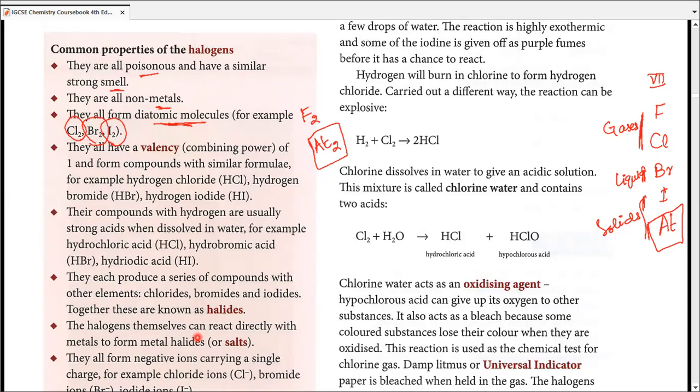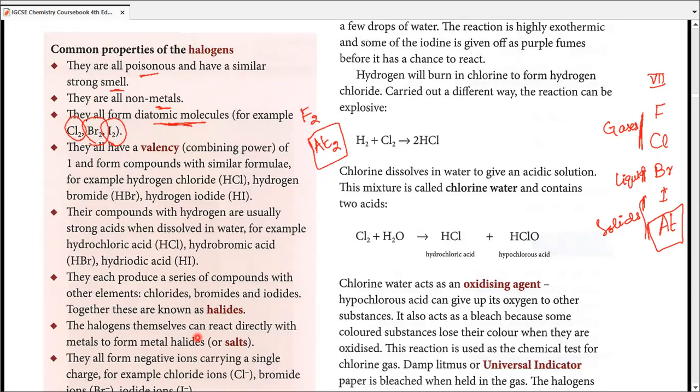So fluorine is converted into hydrogen fluoride, chlorine into hydrogen chloride, bromine into hydrogen bromide, iodine into hydrogen iodide, so astatine into what? Hydrogen astatide. Remember, instead of writing 'ine' like fluorine, chlorine, bromine, iodine, we're replacing it with 'ide'. So fluoride, chloride, bromide, iodide, and in a similar way, hydrogen astatide.